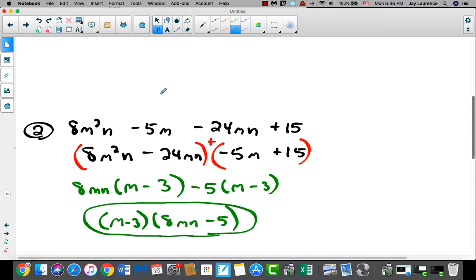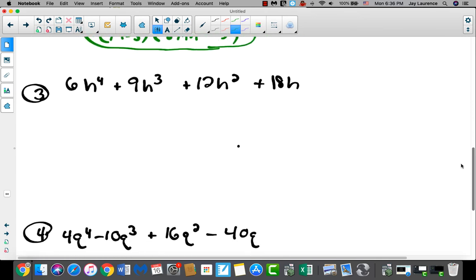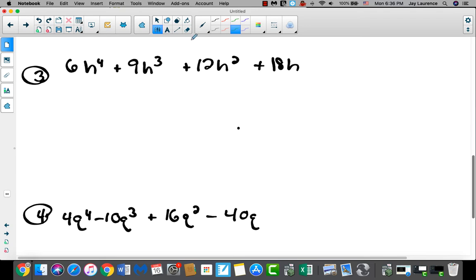Now it would work very similarly if I would have grouped these two and these two. It would have behaved very much the same way. Okay, so there's not necessarily a wrong way to do it unless you simply can't find a GCF at all. All right, go ahead and try numbers 3 and 4. Pause the video, see how you do on them, and then I'll show you my solutions. All right, I'm getting ready to show you my answers. Please make sure you've tried 3 and 4 on your own.